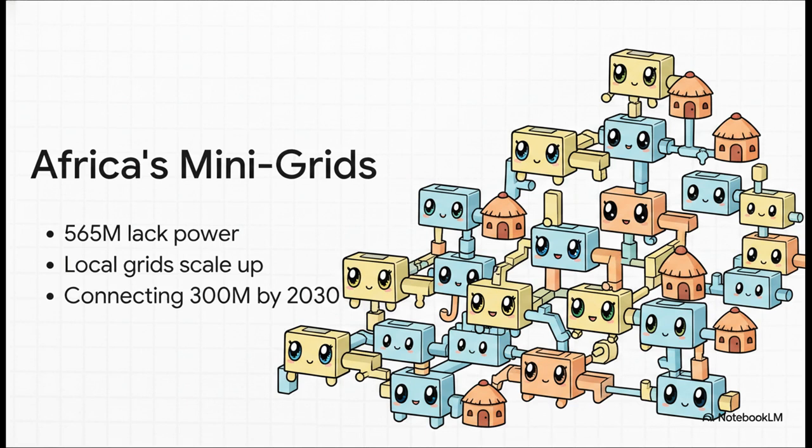And it's scaling up fast. The World Bank is backing Mission 300, which aims to connect 300 million people by 2030. It's actually highly reminiscent of the US rural electrification of the 1930s. Every giant grid starts small. Eventually, these isolated mini-grids will interconnect like building blocks to form massive, resilient national networks.